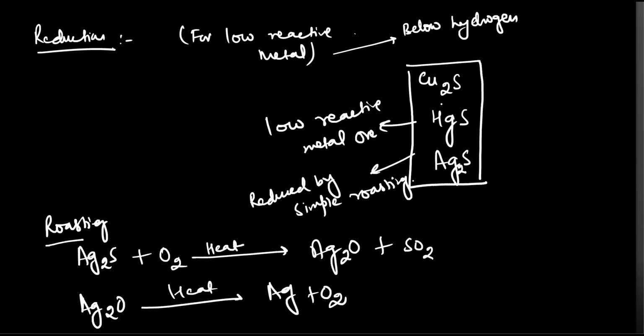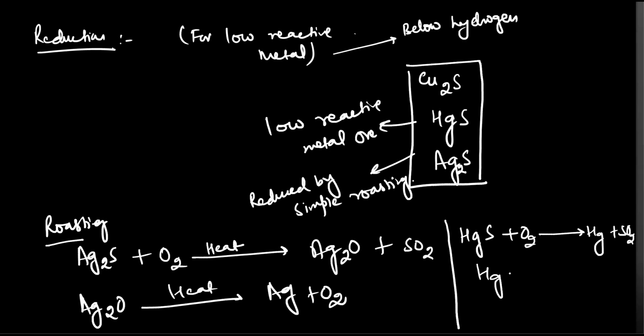Similar is the case for HgS also. When you heat HgS in the presence of oxygen, it will give you HgO plus SO2. Now, when you continuously heat it, HgO will get converted into Hg. Sir, here it should be HgO, right? Yes, HgO. Okay, we are heating it, so it gets converted.